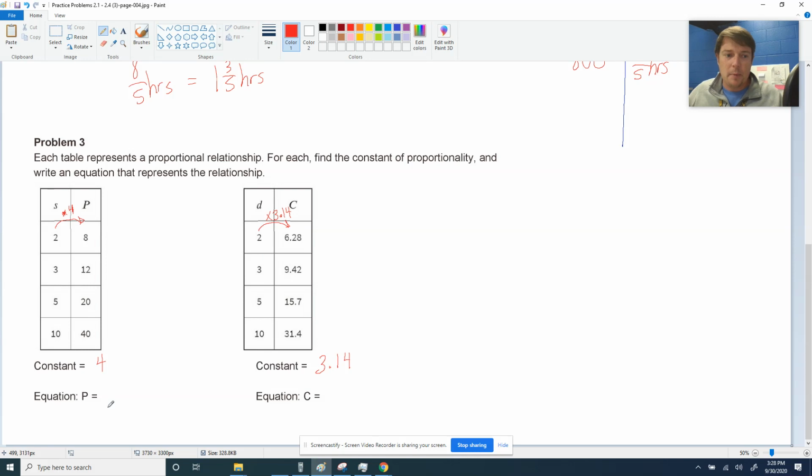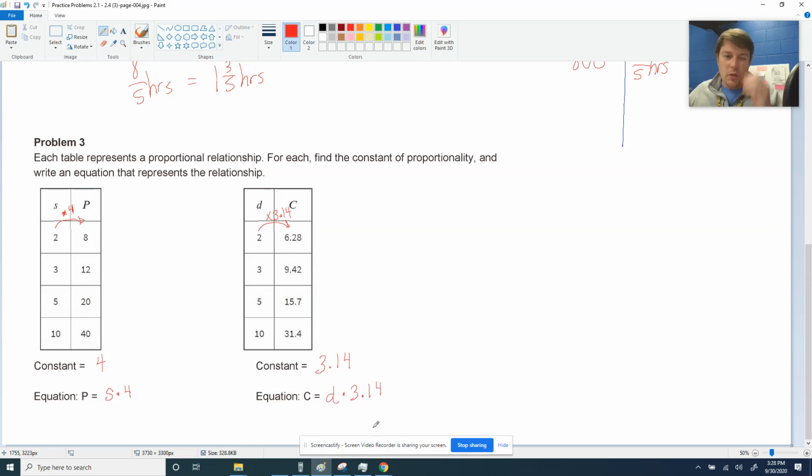Okay, so think about it: to get what P equals, what did I do to S? I took S and I multiplied it by 4. So I'm going to write S times 4 equals P. And to get C over here on the right, I took D and I multiplied it by 3.14.